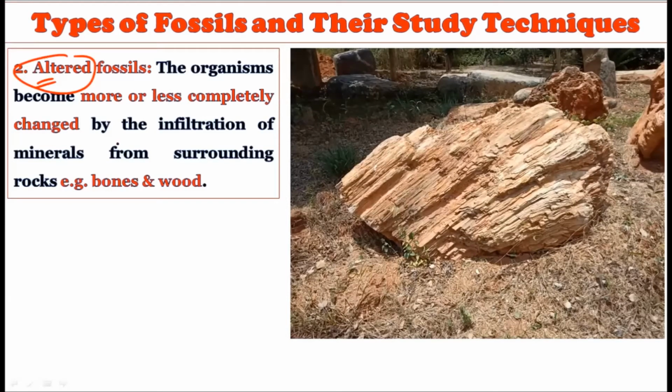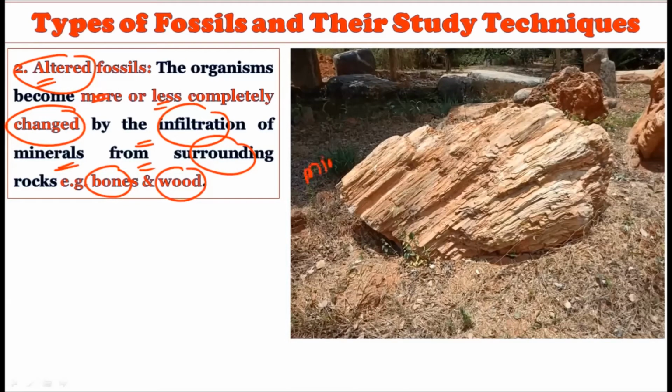Now, the organisms become more or less completely changed by the infiltration of minerals from the surrounding rocks, right? For example, bones and woods. We already know, we have studied the process of mineralization, right? Then we have studied the process of petrification. In these processes, whatever the fossil record is there, it gets completely changed into a different fossil record, which generally happens due to mineral deposition, that is mineralization, or by completely converting into a stone-like structure, that is petrification.